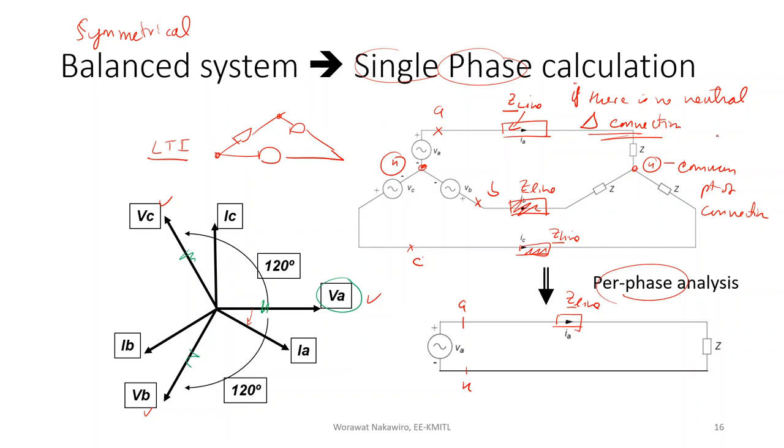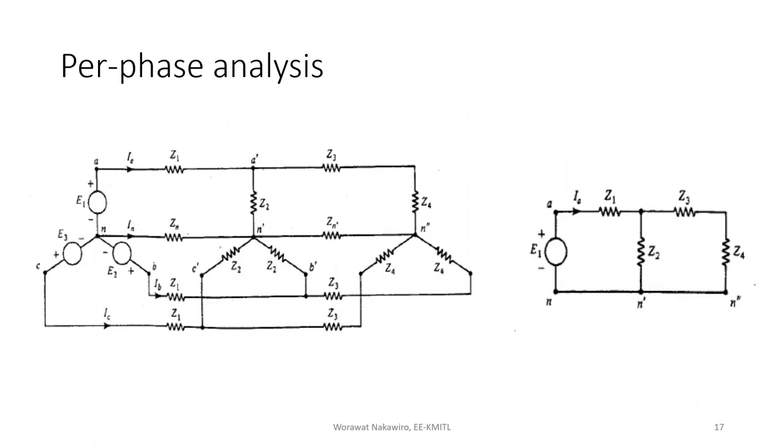If you have the delta connection, you need to create the virtual neutral. If there is no neutral, such as in a delta connection, we need to convert it to a star or Y connection, because what we need from here is the neutral point. Okay, so in this case, we will show from this example.